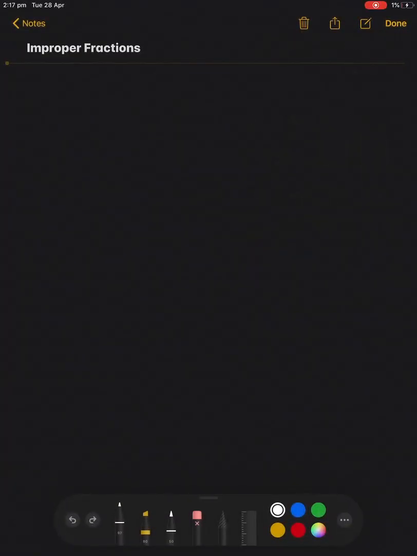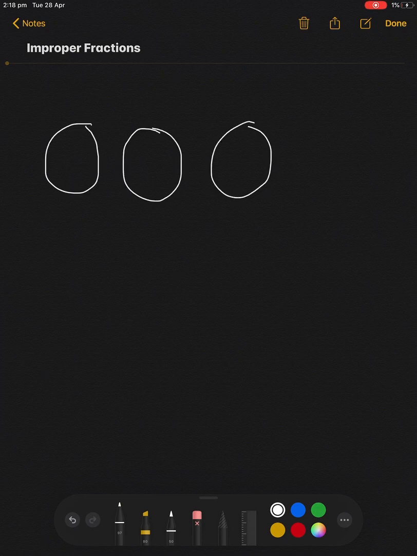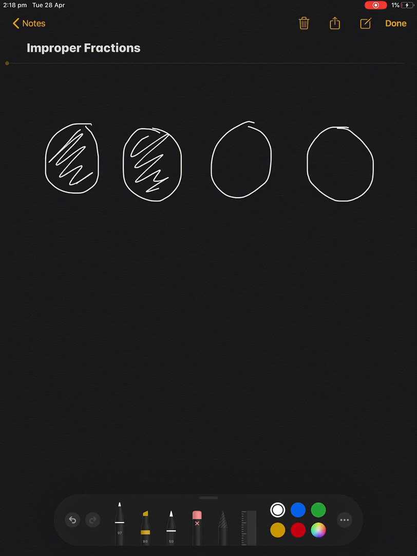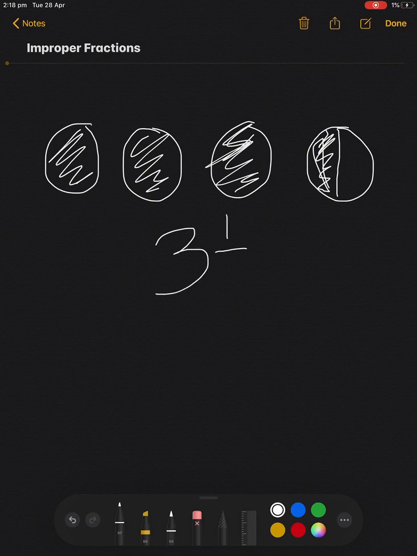All right, class, today we're going to learn a new topic called improper fractions. You just learned what a mixed number was. You learned that you could have 3 wholes, 3 whole cookies, and then another half of a cookie, and this would be 3 1/2. Remember, that was called a mixed number.